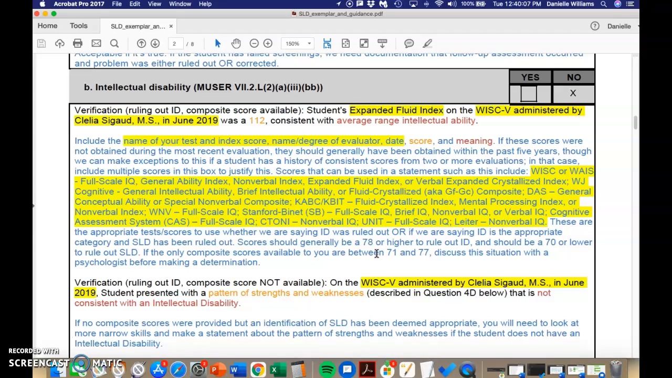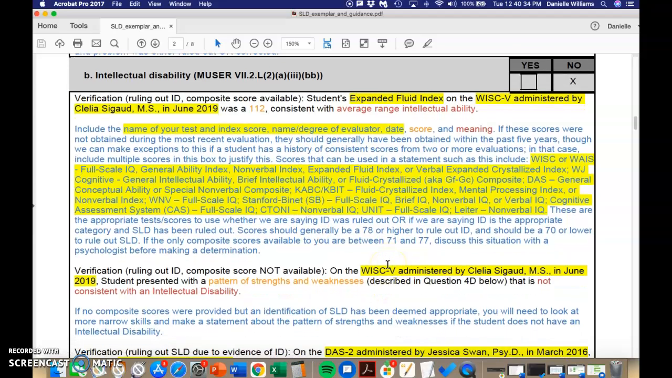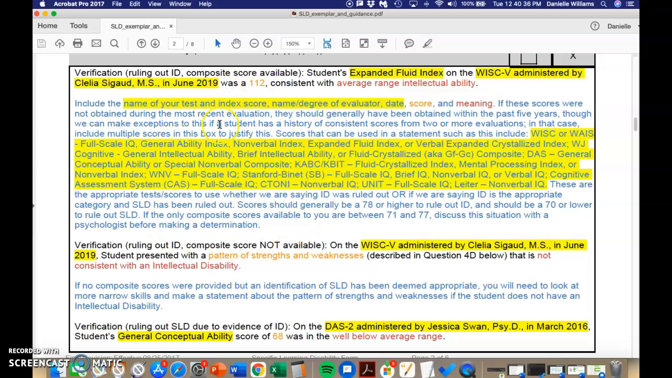For intellectual disability, we generally need to provide one of two things. Either cognitive scores that are within the average to above average range for that student's age group, because that rules out intellectual disability based on cognitive information, or we need some adaptive scores that are within the average range, because adaptive scores in the average range rule out intellectual disability. So you're going to provide some of this information in some way. I've provided for you on this exemplar form a few different iterations of what that might look like.